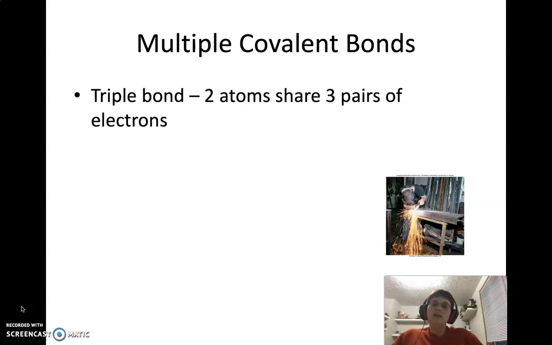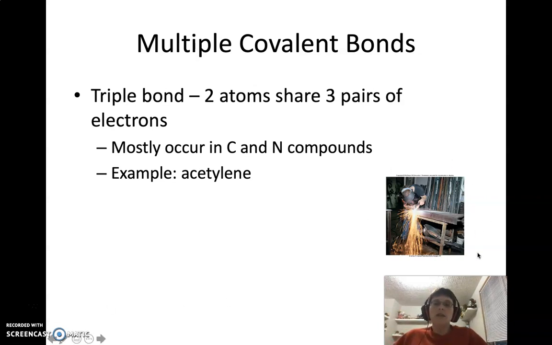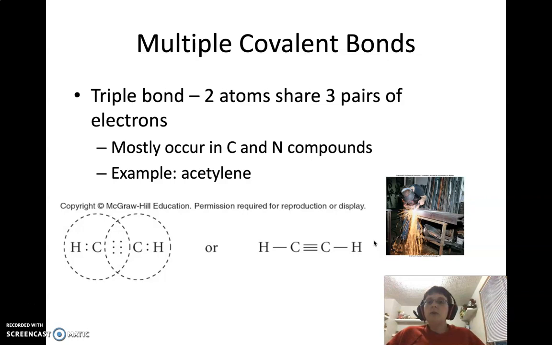This is obviously not as common as a double bond. This mainly occurs in compounds containing carbon and some nitrogen compounds. A great example of this is acetylene. You can see acetylene being used over here. Acetylene burns at incredibly high temperatures, and this is actually because of the multiple covalent bonds, because of this triple bond. That triple bond stores a lot of energy, and when it is burned, it releases a lot of energy.